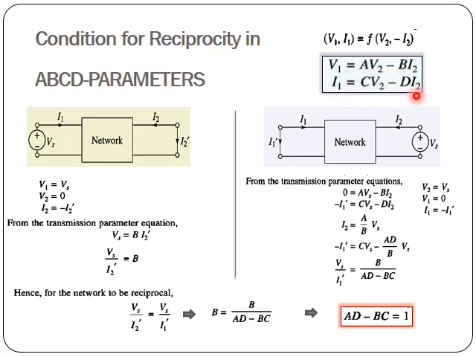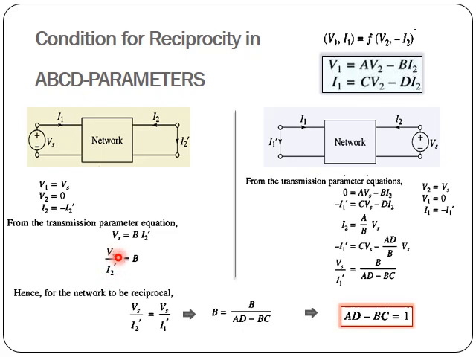Now to find the condition for reciprocity in terms of ABCD parameters, we have the similar two networks where Vs is the excitation at port 1, I2 dash is the response at port 2. Interchanging these two at the different ports, we have the excitation at port 2, Vs, and the response I1 dash at port 1.